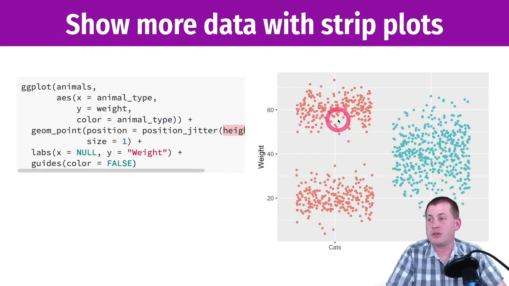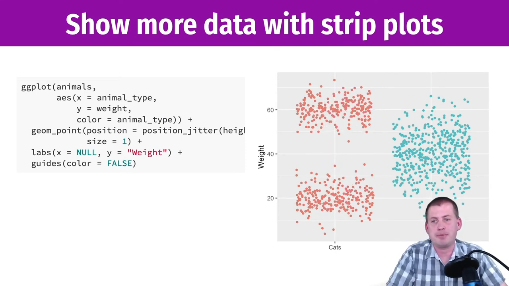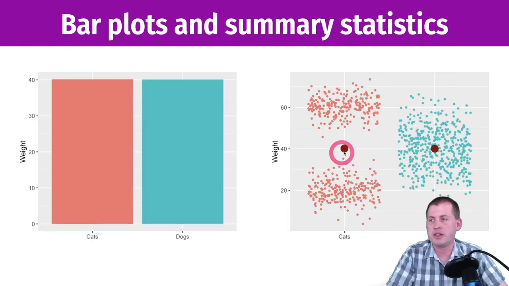So right here with the strip plot, this shows us the actual distribution of all of the data within these two categories, and conveys a lot more information that way. You can also do fancy things like add points or lines for the median or for the mean. We did that here with these dots.